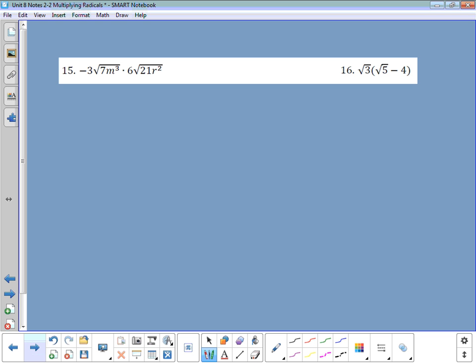So for number 15, you're going to multiply those outsides, negative 3 times 6, and that's going to give you a negative 18. Next, we're going to multiply underneath the radical. Now, don't get tripped up into thinking that you can multiply the m and the r and give them the same exponent, because they're different things. So we can't change the exponent of those things. So 7 times 21, that is going to give us 147. And then this m cubed is going to stay the same, as well as the r squared is going to stay the same.